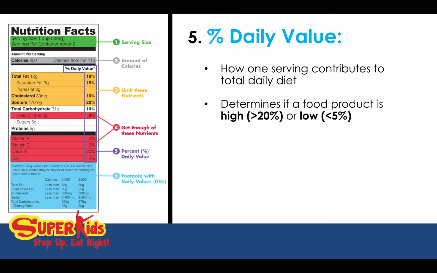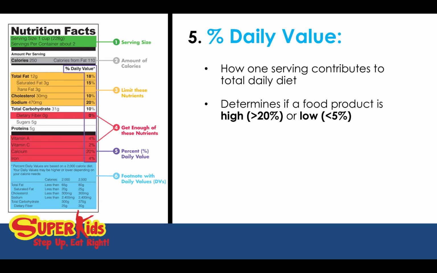Lastly, the percent daily value is also part of the nutrition facts label. These percentages can be useful when comparing food products. If a nutrient has a percentage greater than 20%, that means that the food product is a high source of that nutrient. So for example, on this particular nutrition facts label, it says 20% calcium. That means it's a high source of calcium.